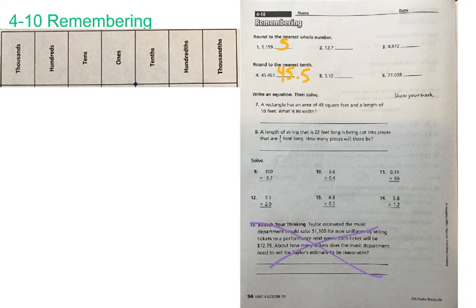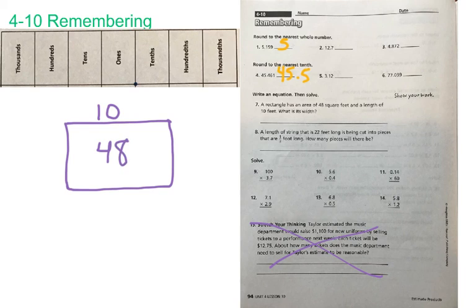Number 7, it says write an equation, then solve. Number 7, a rectangle has an area of 48 square feet and a length of 10 feet. What is its width? I always like to draw a picture, and so I have a rectangle, and it has a length of 10 feet, and it has an area of 48. And I know that the formula for area is equal to length times width. And so what I need to figure out here is 10 times the width is equal to 48. I have to complete a little bit of algebra, and I need to get W all by itself so I can figure out what that W is.